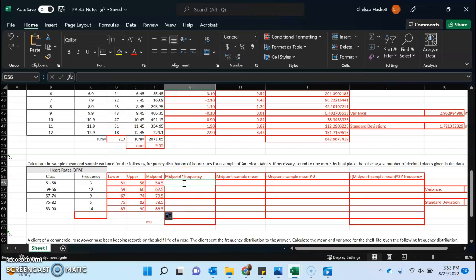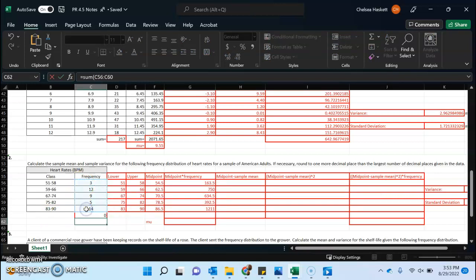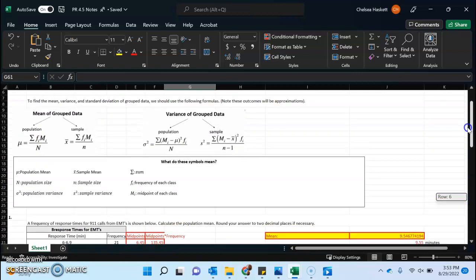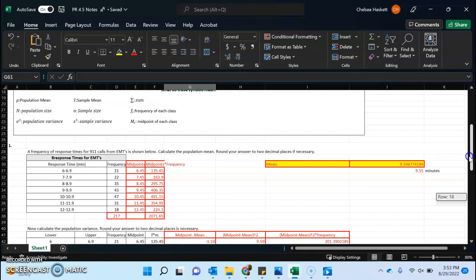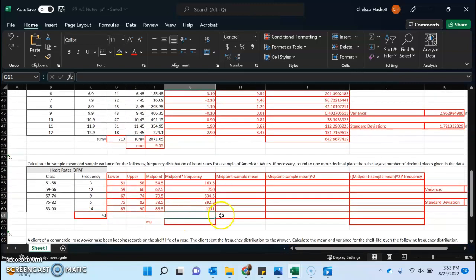Okay, now midpoint times frequency, so midpoint multiplied by that frequency. I'm gonna go ahead and drag that all the way down. I need to have the sum of all of these in order to find the mean also, so the sum. Okay, and again, your mu is going to change because when you look at your mean, you don't do the minus 1, but the variance, you do that n minus 1. So keep the n the same for the mu, but the variance changes because it's a sample.